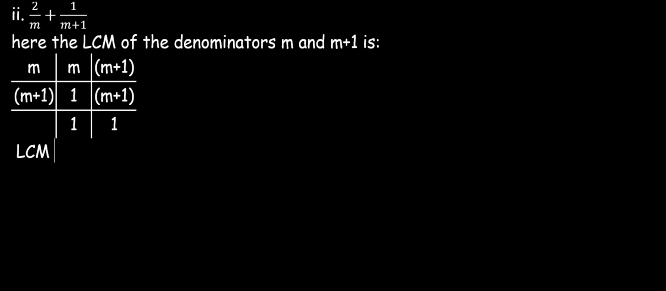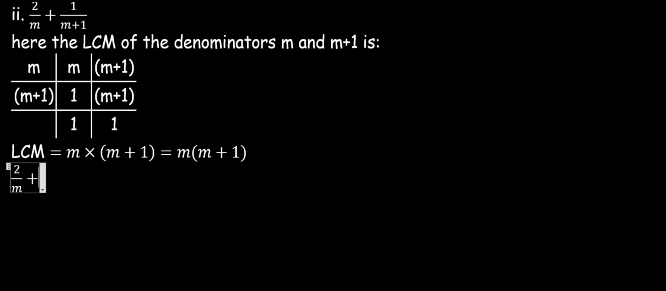Thus, our LCM will be equal to m times (m plus 1) in brackets, which is m into (m plus 1). We can conveniently say that our given problem, which is 2 divided by m plus 1 divided by m plus 1, will be equal to, with our denominator, which is the LCM, m into (m plus 1). Then in the numerator you have 2, because when m divides m into (m plus 1), you will be left with m plus 1. So you use it to multiply your 2 there. And that's why you have 2 into (m plus 1).